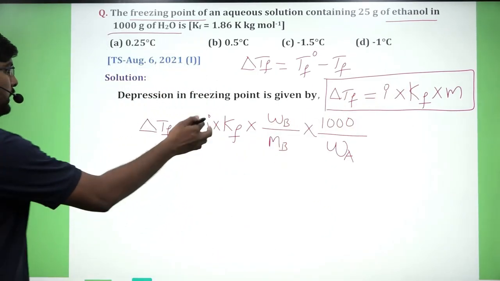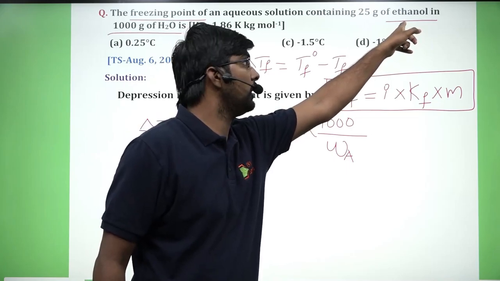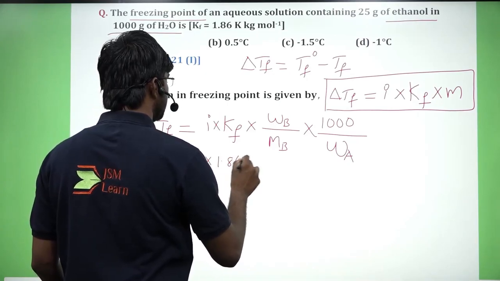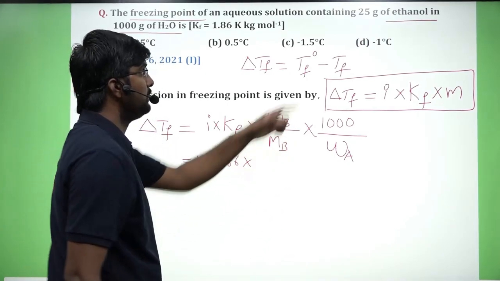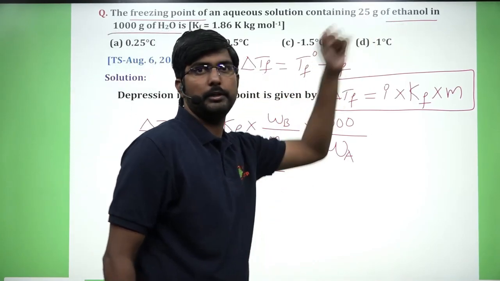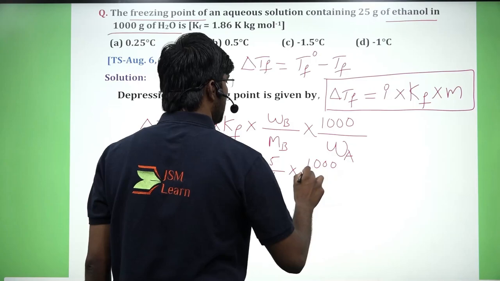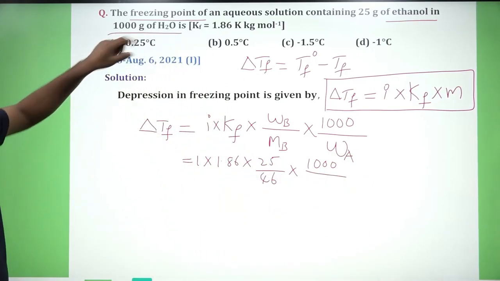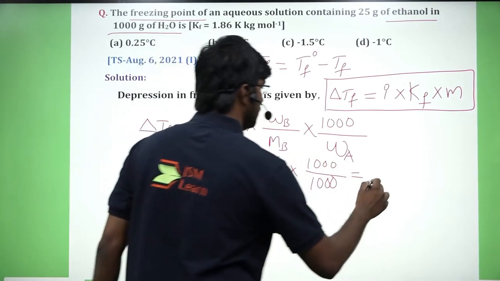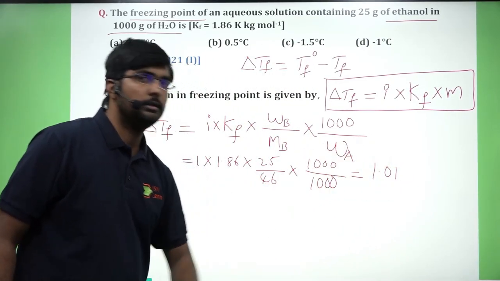Okay, now let us substitute here. See, i is equal to 1. Okay, for ethanol i equal to 1 because it does not dissociate, and KF is provided here, how much? 1.86. And see, weight of the solute 25 grams, and molecular weight of ethanol C2H5OH is 46 into 1000 by weight of the solvent is given here as 1000 grams. Substitute here. So after simplification here we get 1.01. Okay, delta TF we get 1.01.